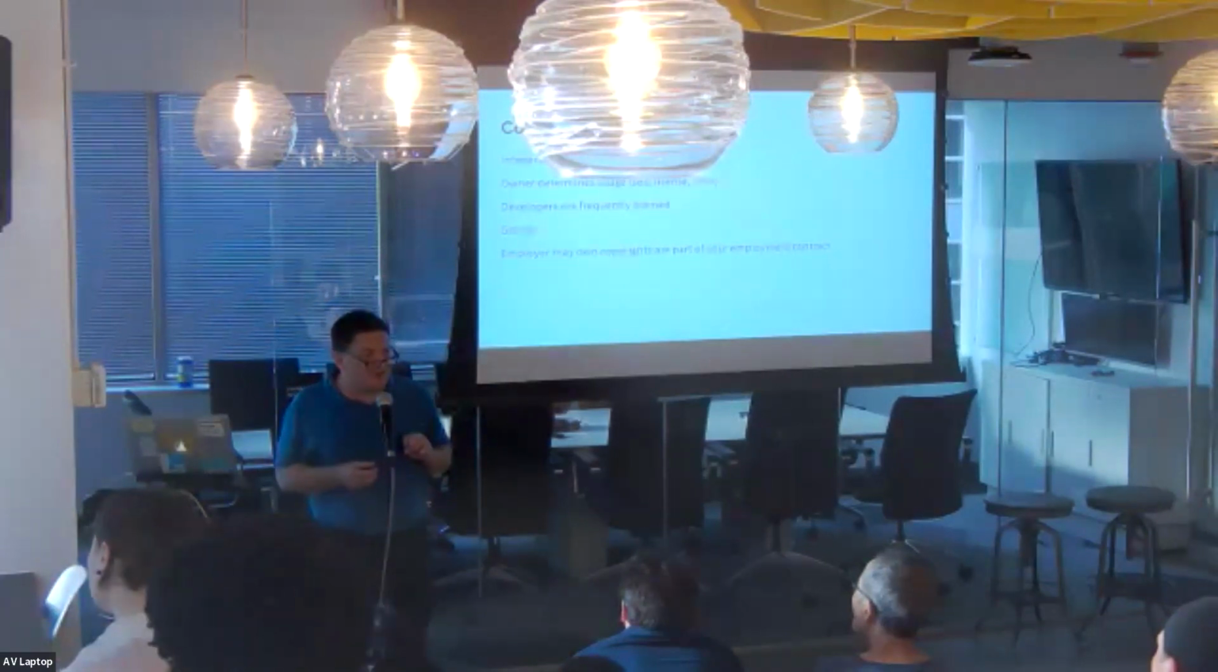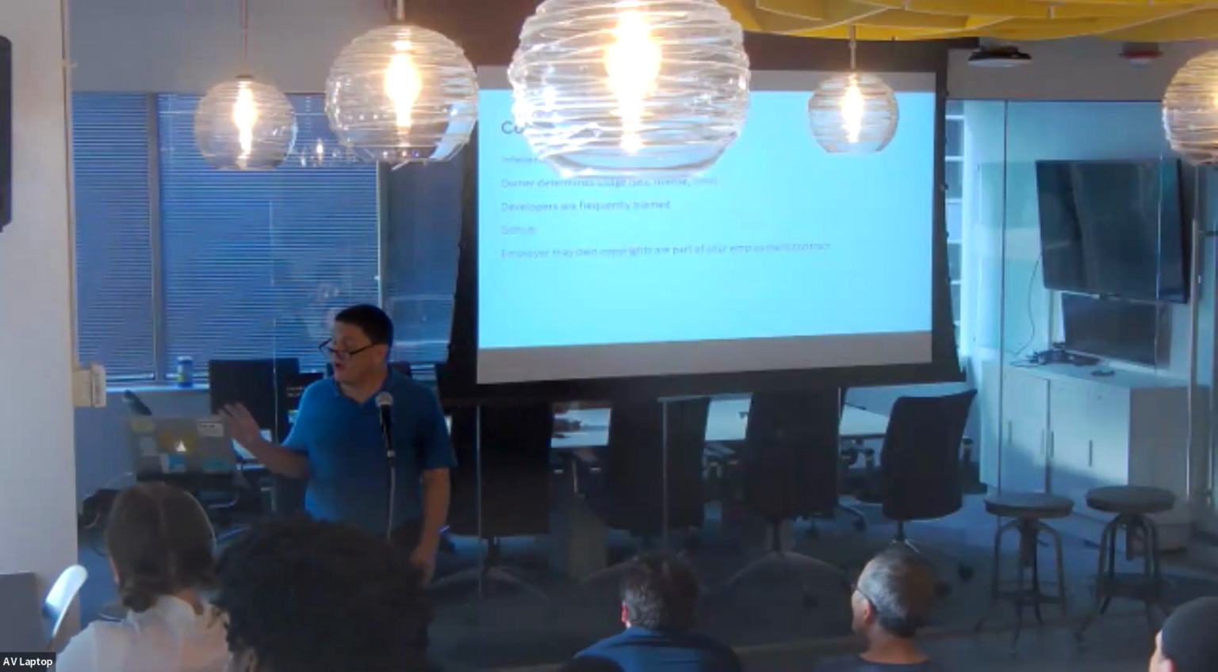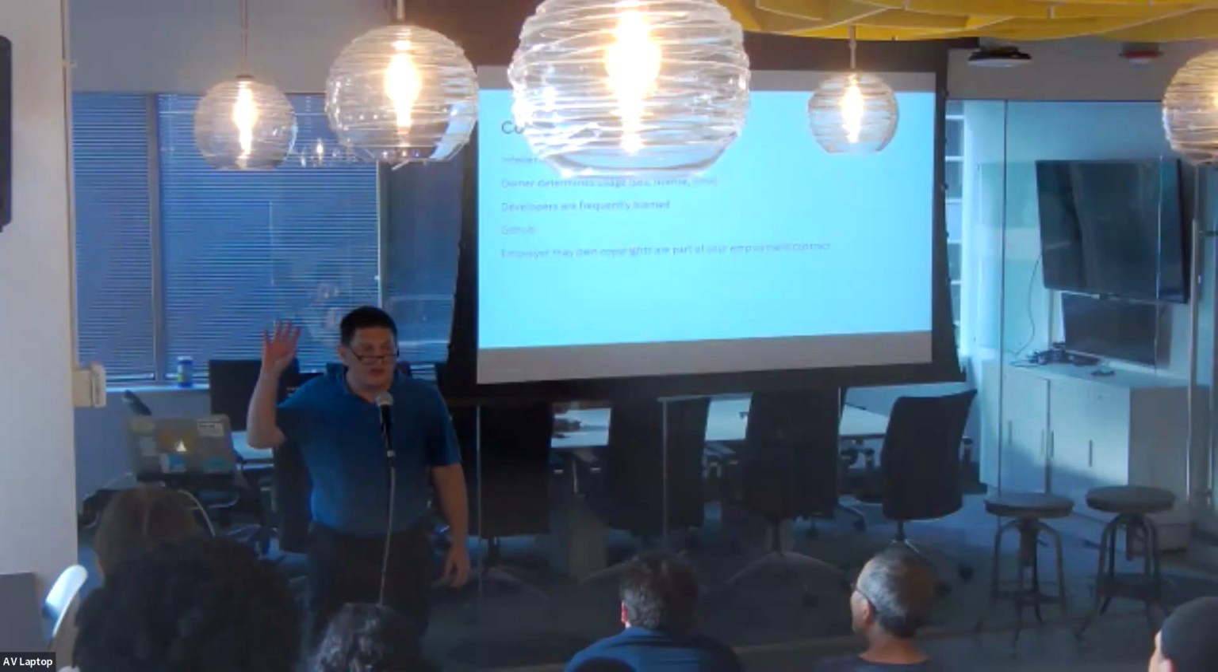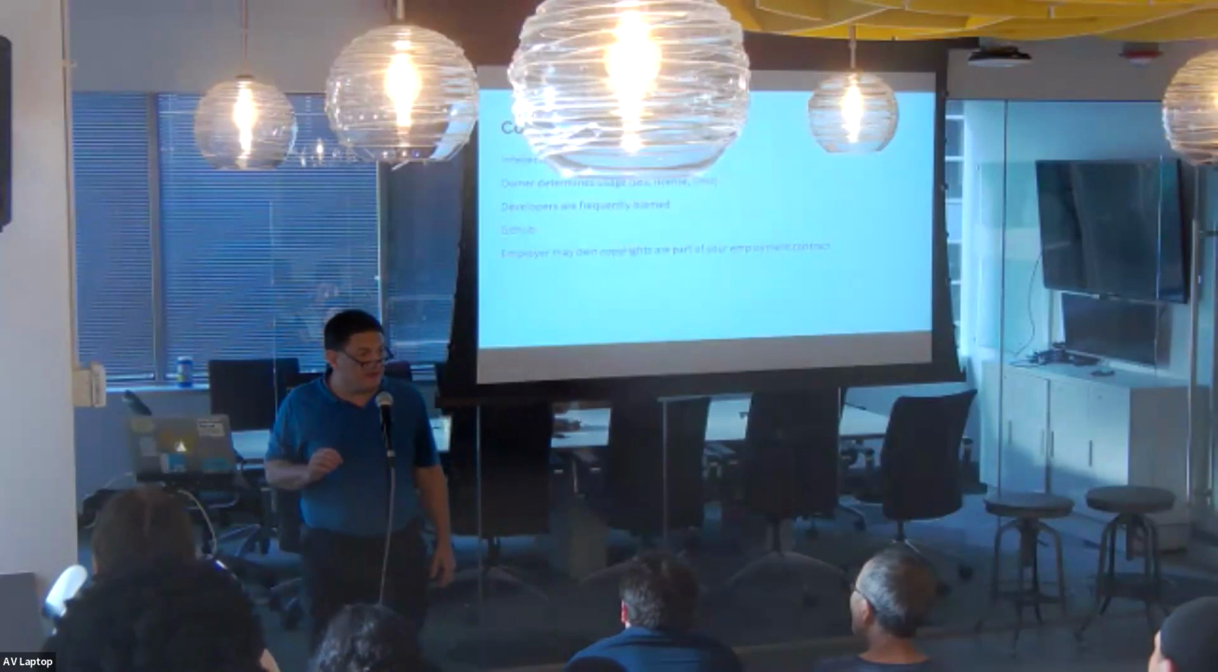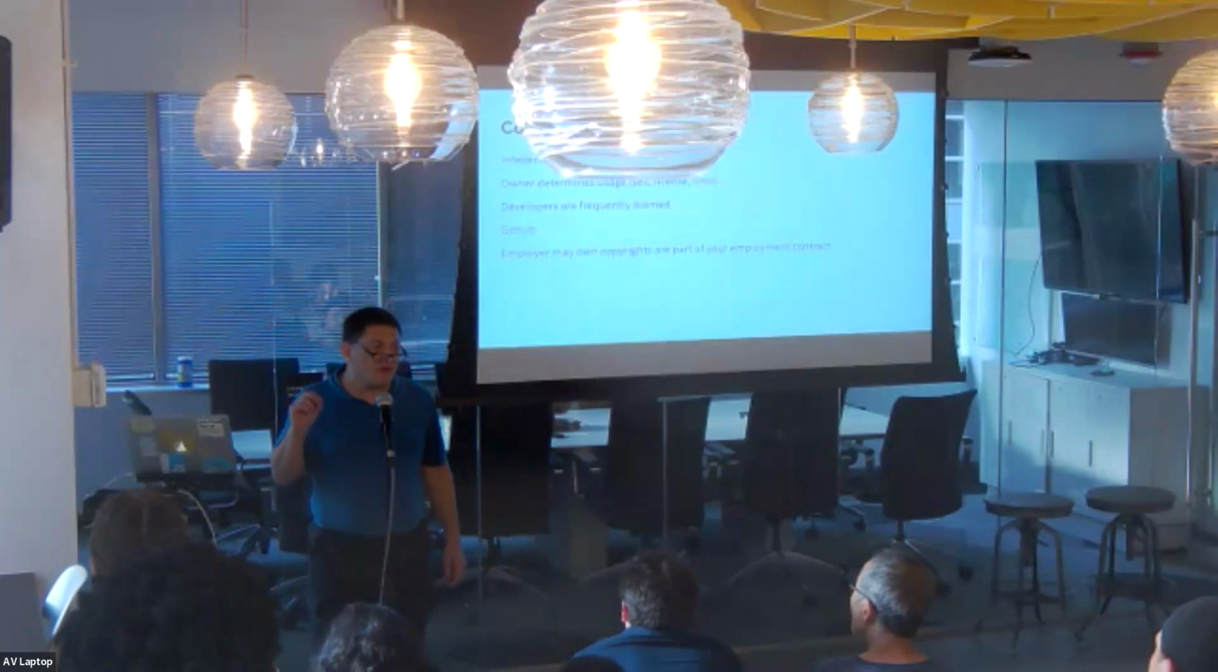Believe it or not, out there, developers are always getting the blame when things show up that shouldn't. You have to pay attention. GitHub is a place where people put repositories out there, but they may still own the copyright to it. Just because it's on GitHub does not mean that you have free use of it. And this can get you in trouble.